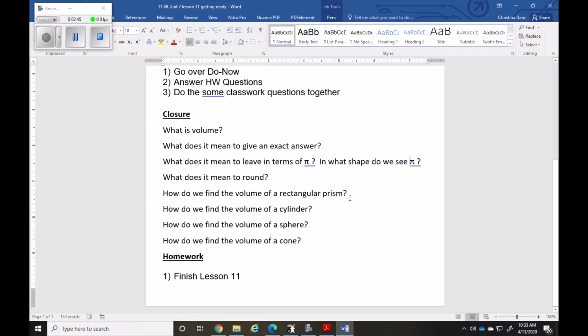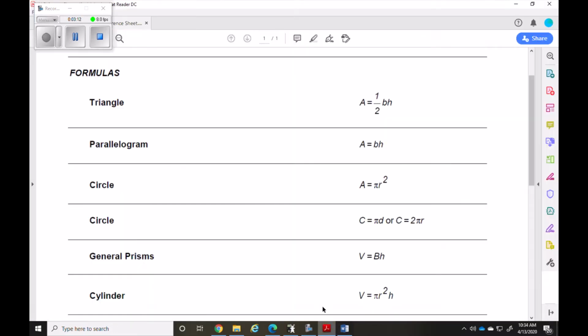Volume of a rectangular prism. On the formula sheet, it says V equals capital B H. We talked about capital B as being the area of the base. Therefore, when we're trying to find the volume of a rectangular prism, we do length times width times height. That length times width is the area of the base. Volume of a cylinder, it's given to us on the formula sheet. Volume of a sphere, it's given to us on the formula sheet. And volume of a cone is given to us on the formula sheet.